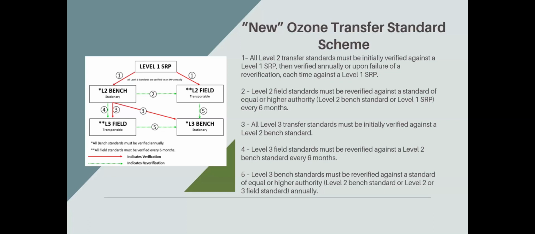All level 2 field standards must be re-verified every 6 months, but that can be done either against the SRP or a bench level 2. Now that seems a little strange for a level 2 to be re-verified against another level 2. That's one of the big changes EPA has done here. All level 3 transfer standards now must be initially verified against that level 2 bench. That's over here on pathway 3.